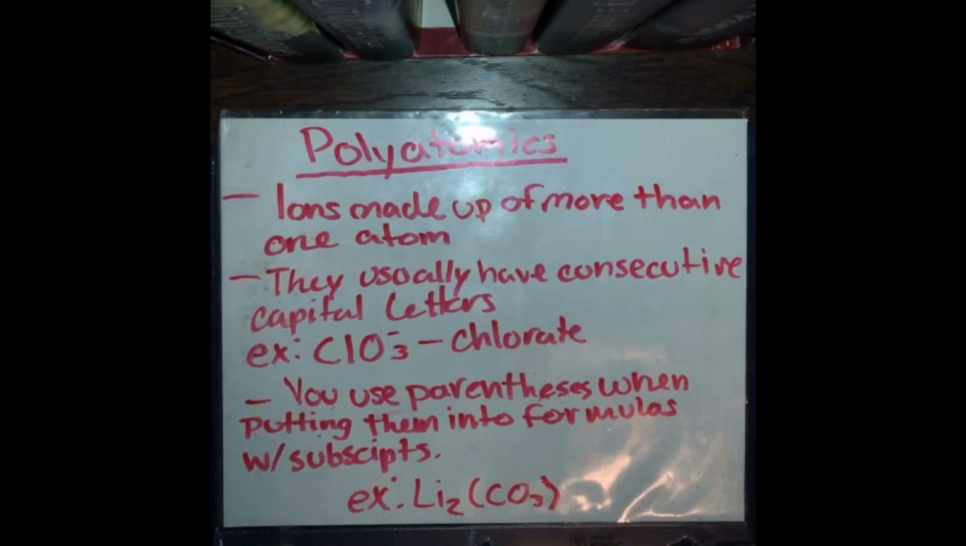Polyatomics are ions made up of more than one atom. To identify them, they usually have consecutive capital letters. For example, ClO3 is chlorate. You use parentheses when putting them into formulas with subscripts. An example would be Li2(CO3).